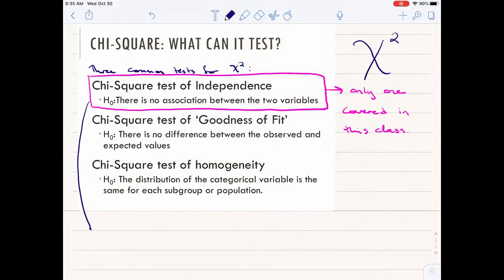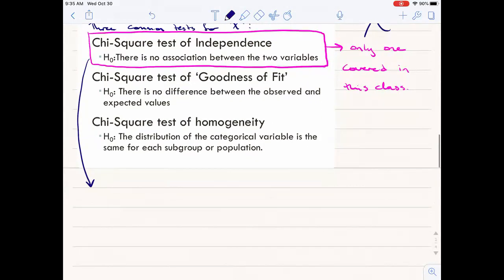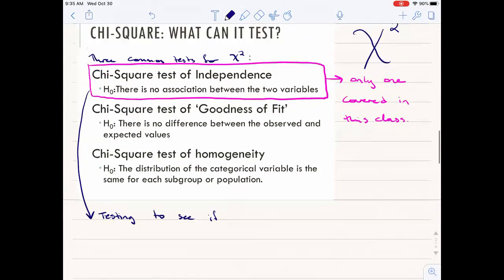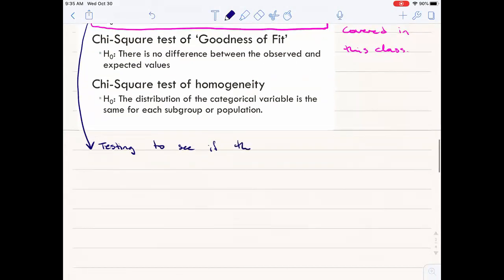All right, and I'll put a little note here. Testing to see if the 2 variables we are comparing are independent of each other.